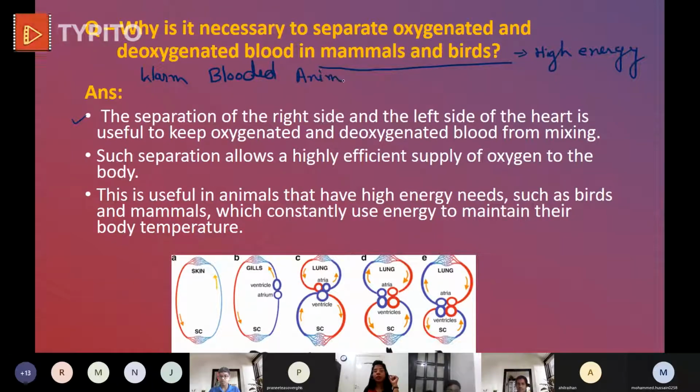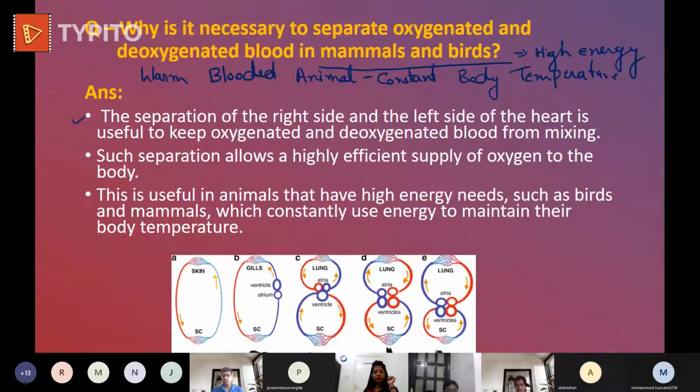What is the meaning of warm-blooded animal? We have to keep our constant body temperature. For maintaining that constant body temperature, you require a lot of energy. And for getting that energy, you need a rapid supply of oxygen and nutrients. And for the rapid supply of oxygen, the oxygenated and deoxygenated parts of the heart should be separate.